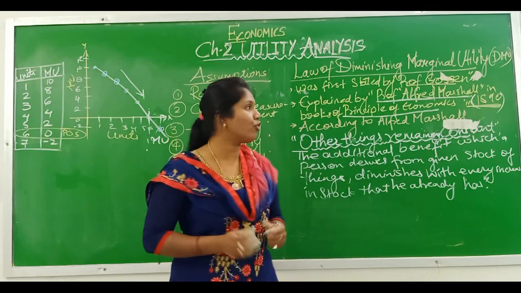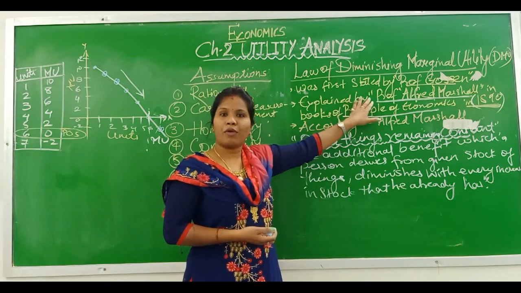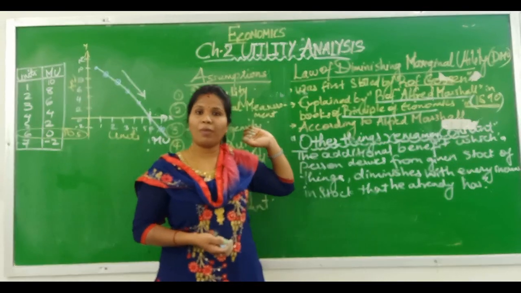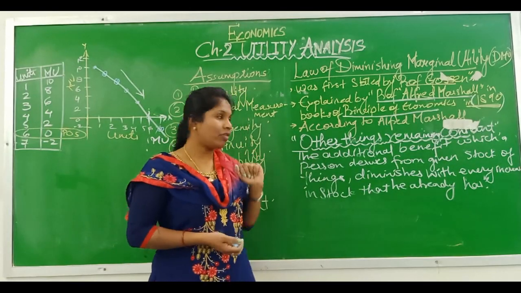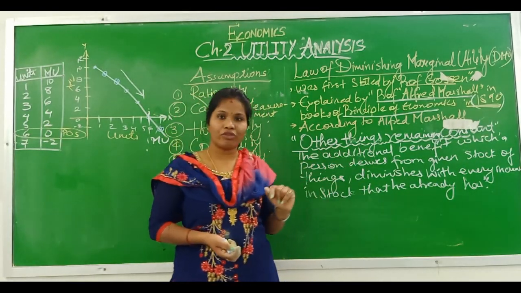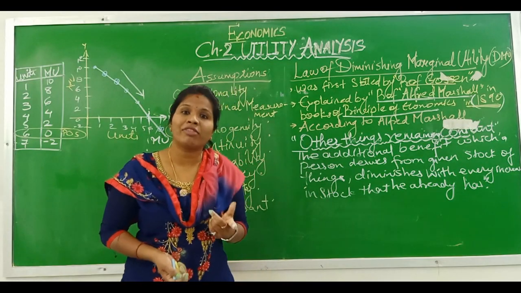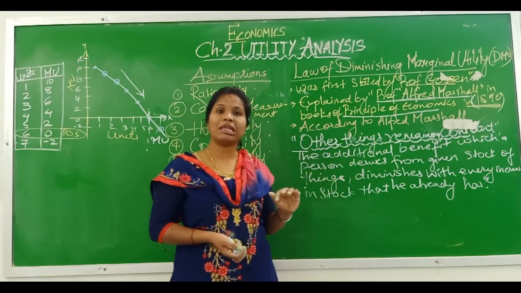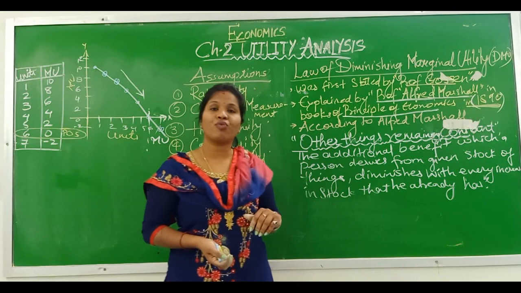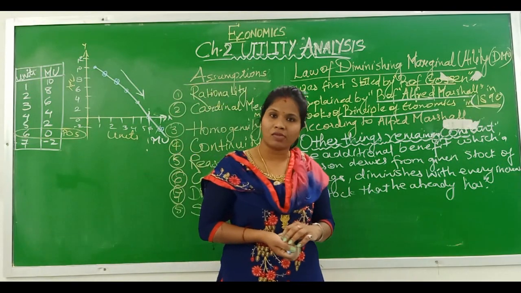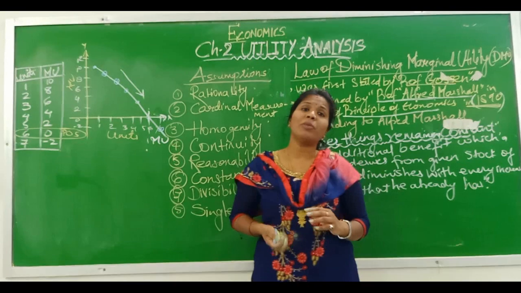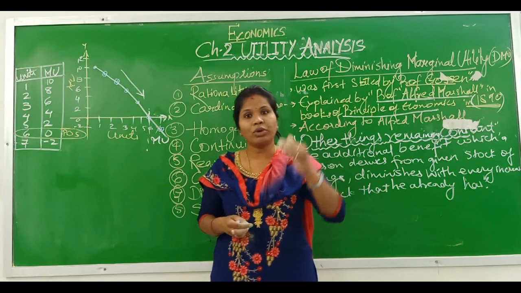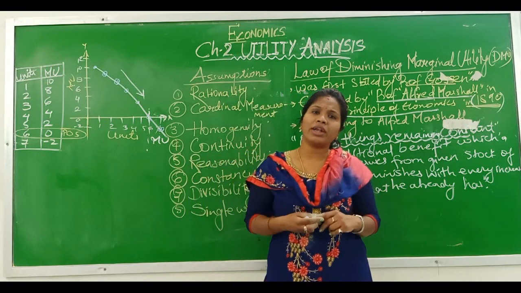Let's have a small and quick revision. The law was given by Professor Gossen, then explained by Alfred Marshall in his book Principles of Economics in the year 1890. He stated that other things remaining constant, which means he has made some assumptions, the additional benefit which a person derives from an increase in the stock of a thing diminishes with every increase in the stock that he already has. Why? Because that stock he already has.